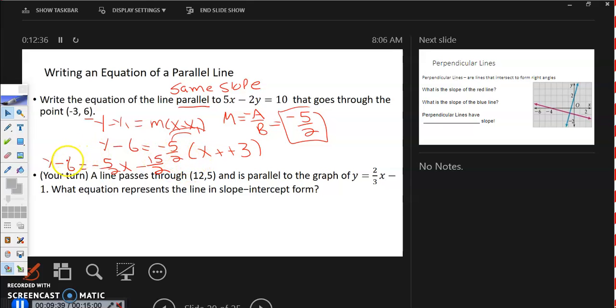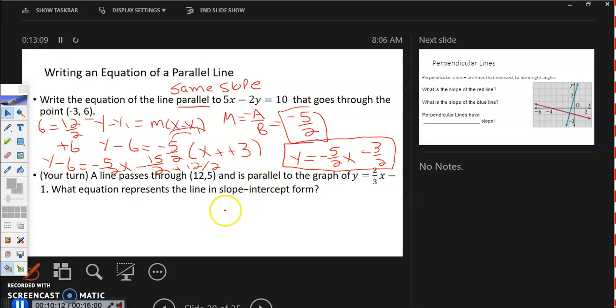So then all I have to do now is add 6 to both sides. But again, I'm going to need to keep a common denominator here. So I'm going to realize that 6 is the same thing as 12 over 2. So I'm going to add 12 over 2 to give me a final answer of y equals negative 5 over 2x minus 3 over 2. Because when I take negative 15 over 2, add 12 over 2, I end up with negative 3 over 2.